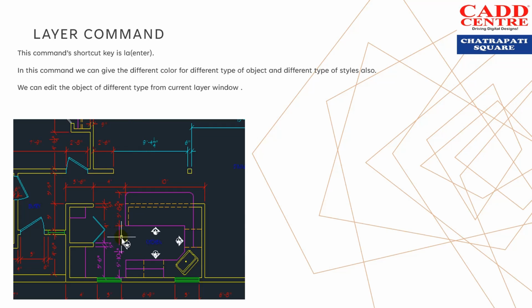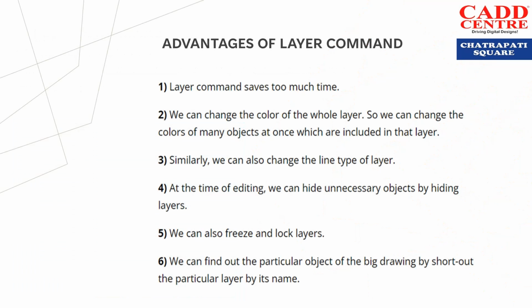Now, let's see what the layer command is. This command's short key is LA, Enter. Press LA and then click on the Enter button. In this command, we can give different colors for different types of objects and different types of styles also. We can even edit objects of different types from the current layer window.